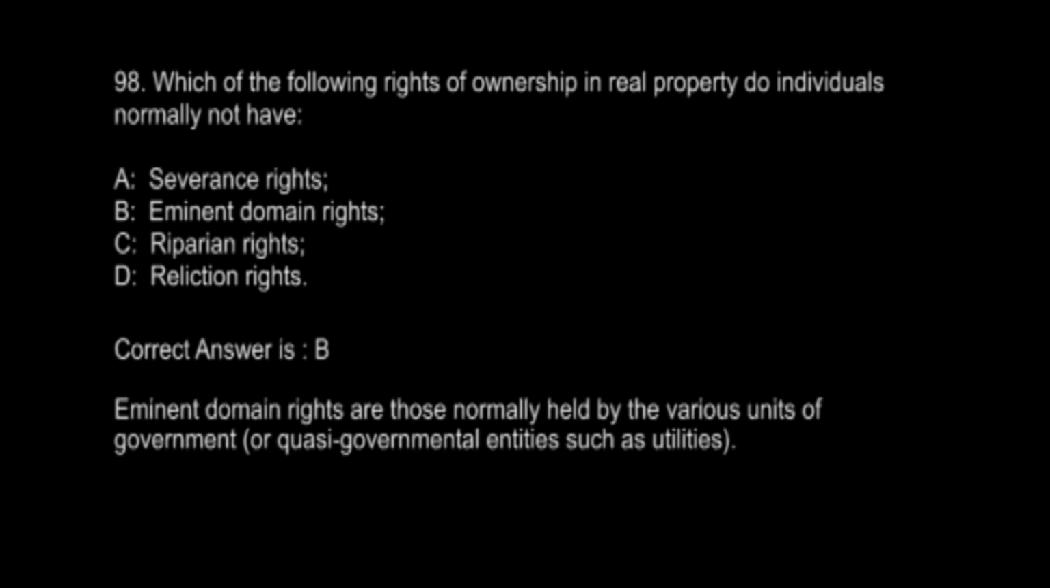98. Which of the following rights of ownership in real property do individuals normally not have? A. Severance rights. B. Eminent domain rights. C. Riparian rights. D. Reliction rights. Correct answer is B. Eminent domain rights are those normally held by the various units of government, or quasi-governmental entities such as utilities.